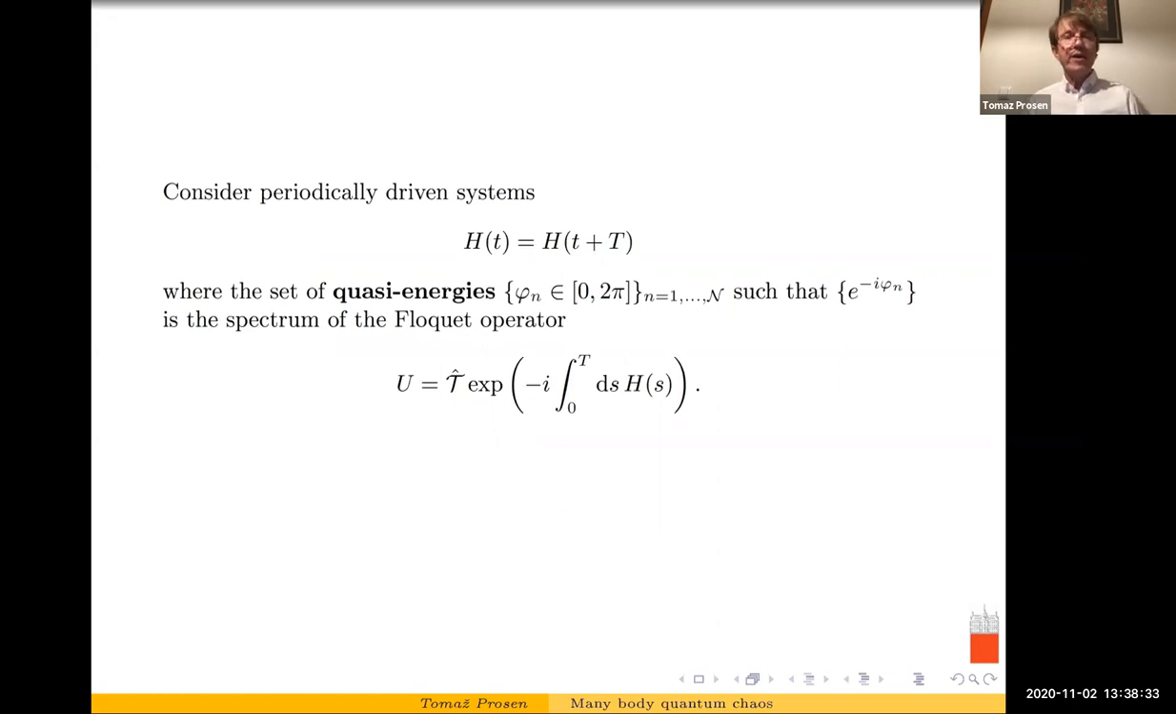So let's assume that we have a Floquet system, which is given in terms of a periodically time-dependent Hamiltonian, H of t. What people usually do is consider not the energy spectrum, because that doesn't exist, but the spectrum of the time evolution operator, which is the time ordered product over one period of the drive. I call it U, the so-called Floquet operator, and since it is a unitary operator, its spectrum lies on a unit circle. So we can write phases phi n, the logarithms of the eigenvalues, as points on a circle, from 0 to 2 pi.